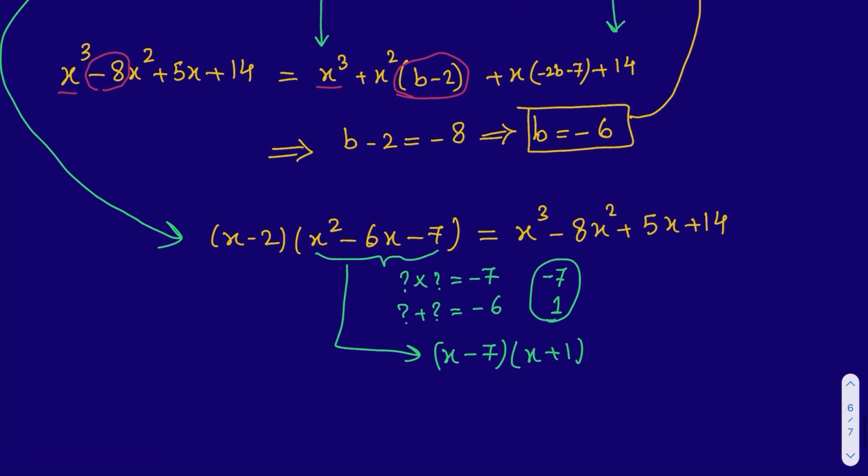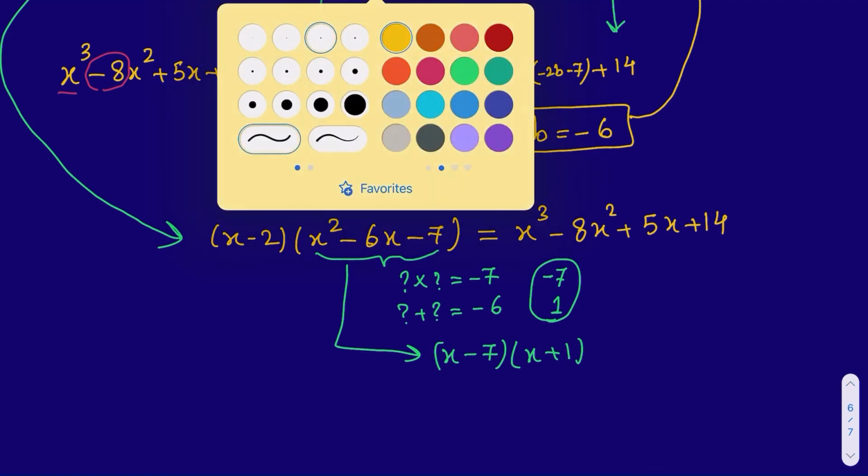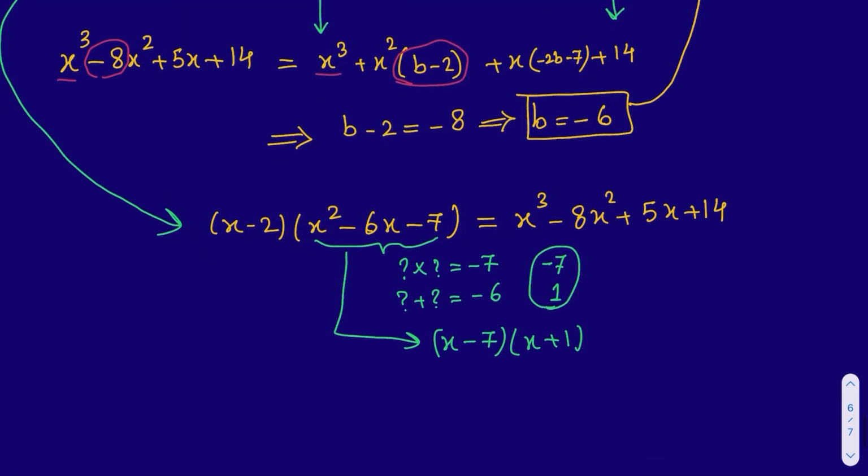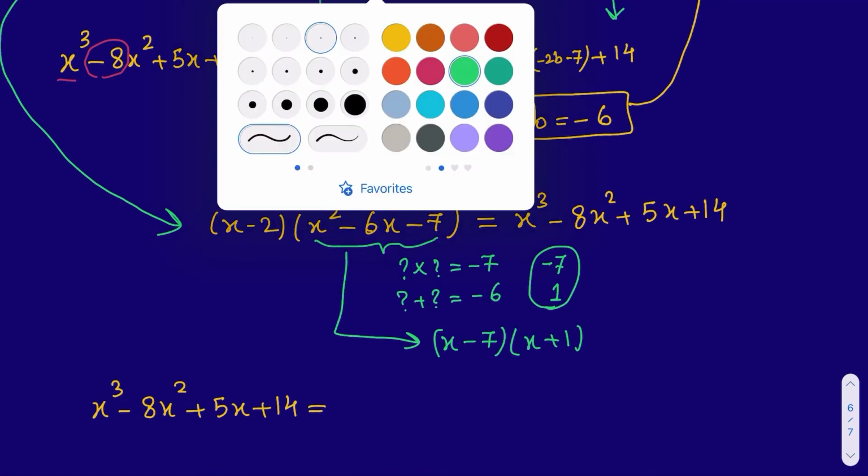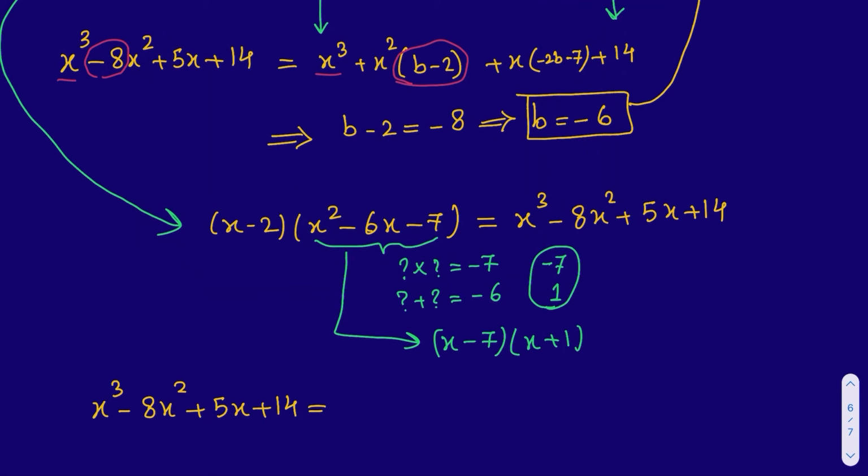So now we are almost there. We are done now, finished. So therefore we can say that by factorizing this equation, x to the power of 3 minus 8x to the power of 2 plus 5x plus 14, we have factorized that, and the answer is, I will write the answer in a different color. So the first term, second and third, x minus 2 times x minus 7 times x plus 1.